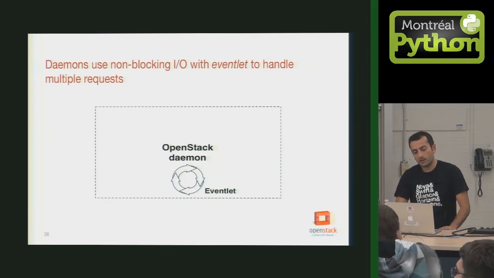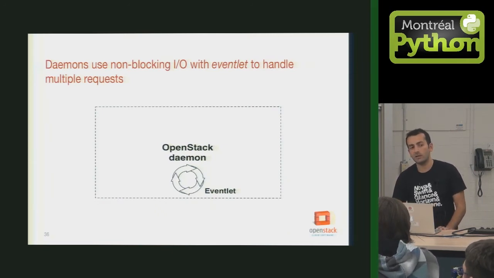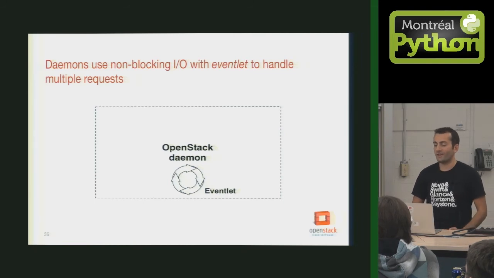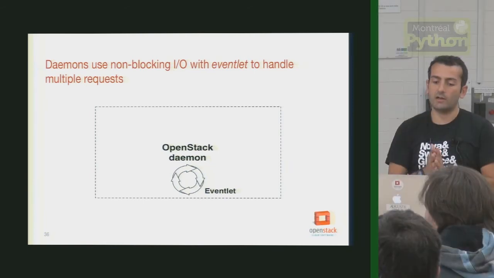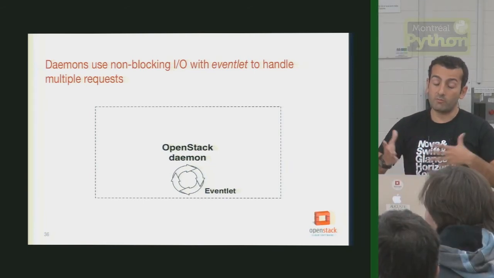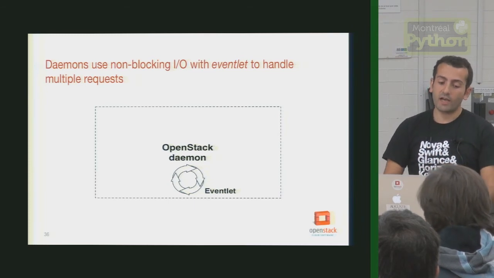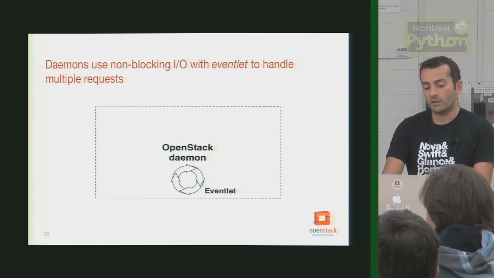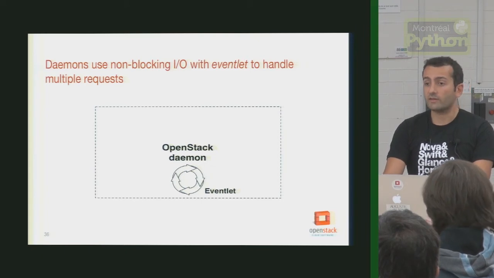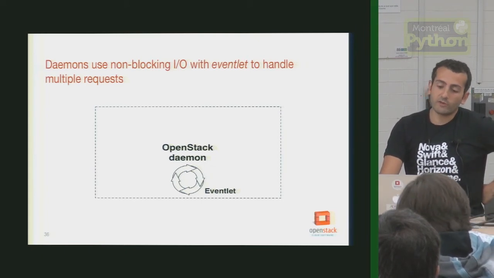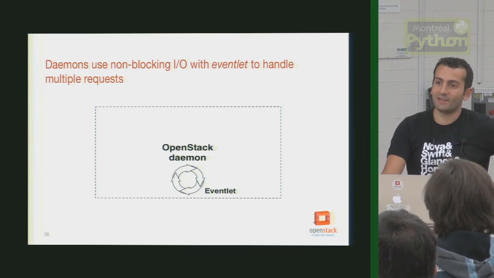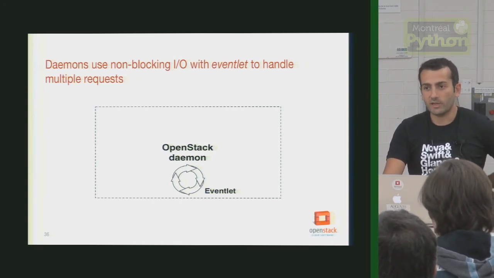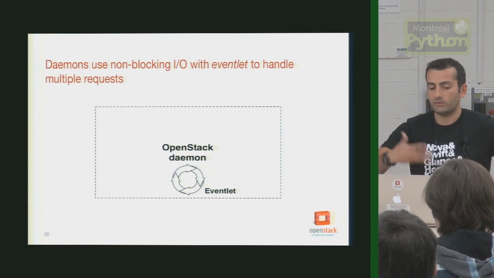The daemons are using non-blocking I/O, obviously. It would be a shame if we were using blocking I/O. That would not be very scalable. We're using eventlet. I don't know if you know eventlet. It's a Python library that does asynchronous non-blocking requests, and it's using green threads to do that. So it's very scalable and it works really well. We actually find a lot of bugs in it because we're using it in a very extensive way, but we've been helping them with patches and stuff.